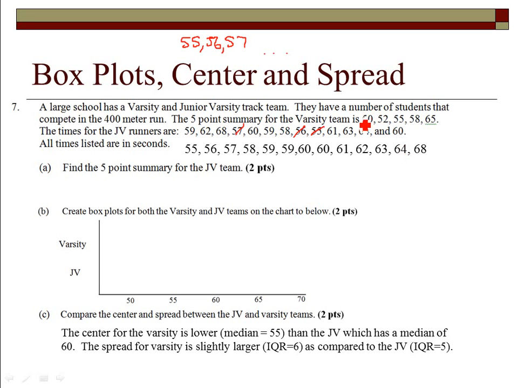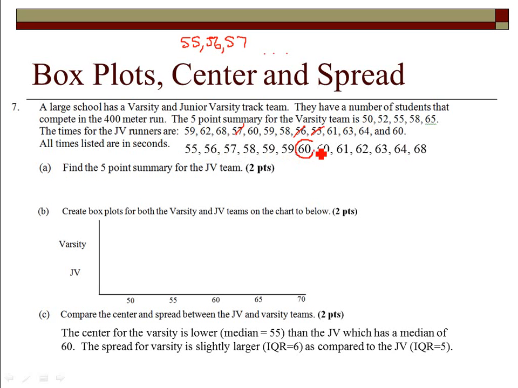If you want to find the median, take that number, add 1. So 13 plus 1 gives me 14, divided by 2 is the 7th value. So my 7th value is 1, 2, 3, 4, 5, 6, 7.